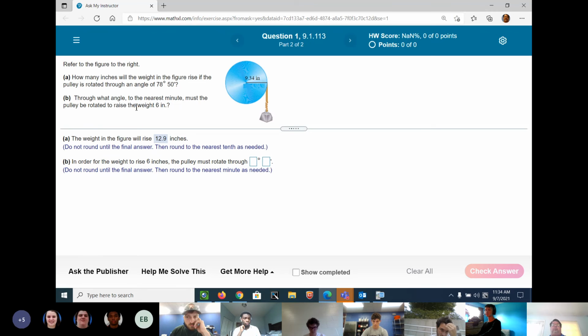Okay, now you do the second part. I'm going to let you do the second part. It says, through what angle, so you're looking for theta, to the nearest minute, must the pulley be rotated to raise the weight 6 inches? So S is equal to 6. R is equal to 9.34. So all you have to figure out is theta. Just a simple algebra problem.